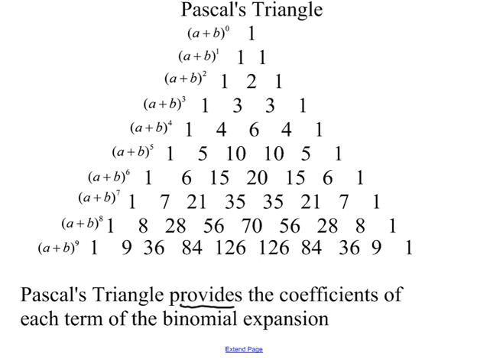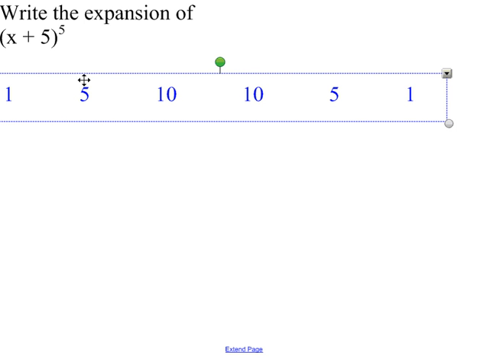Okay, here we're being asked to expand x plus 5 to the 5th. What's one thing that we know? Well, given Pascal's triangle, we know that x plus 5 to the 5th, when expanded, the coefficients must follow this pattern. We know that. So we can go ahead and just write out the coefficients. They're going to be 1, 5, 10, 10, 5, and 1.